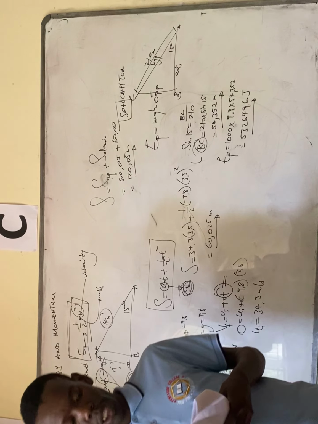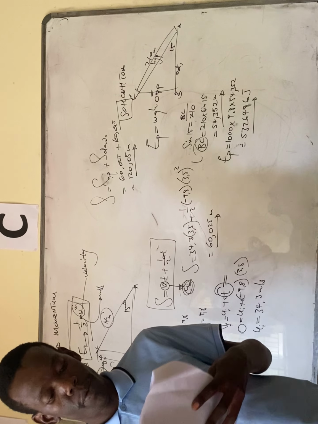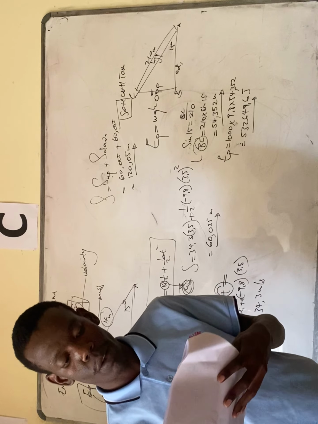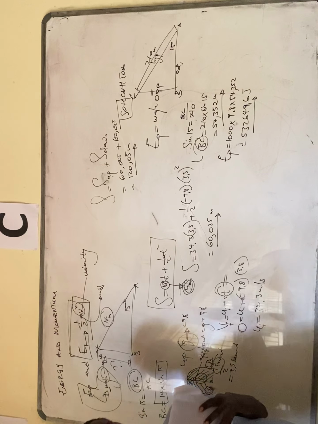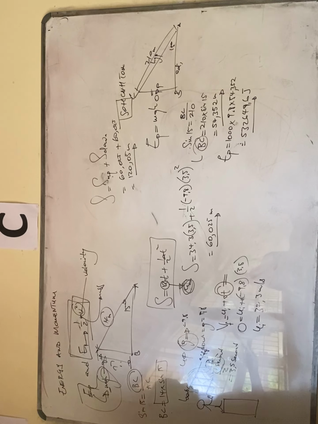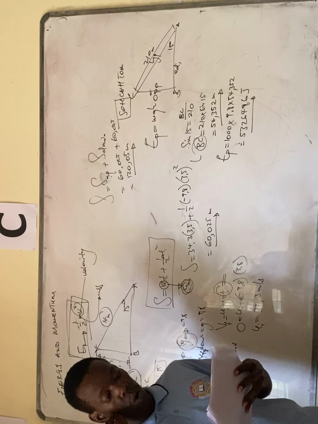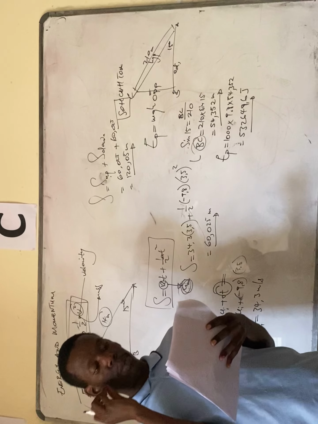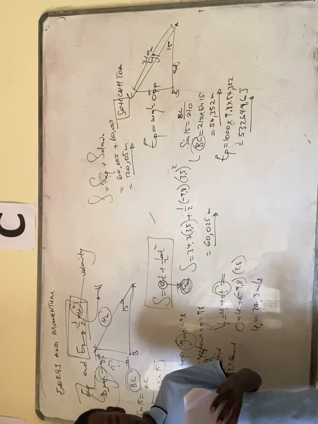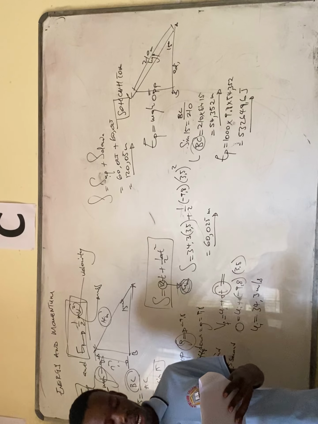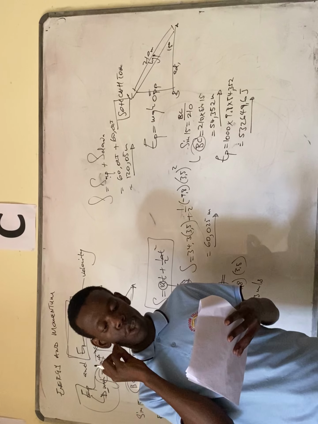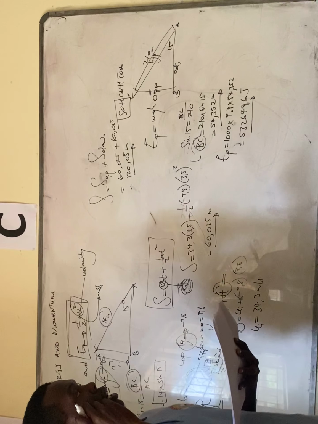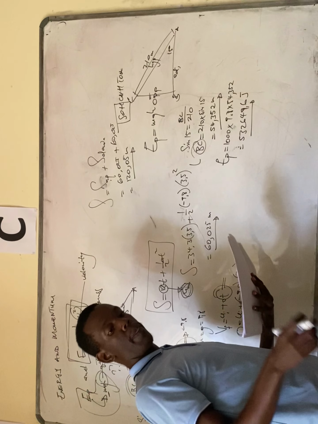The next question: a stone with a mass of 270 grams travels with a velocity of 180 meters per second. The question said calculate the following. Number one, calculate the kinetic energy of the stone.